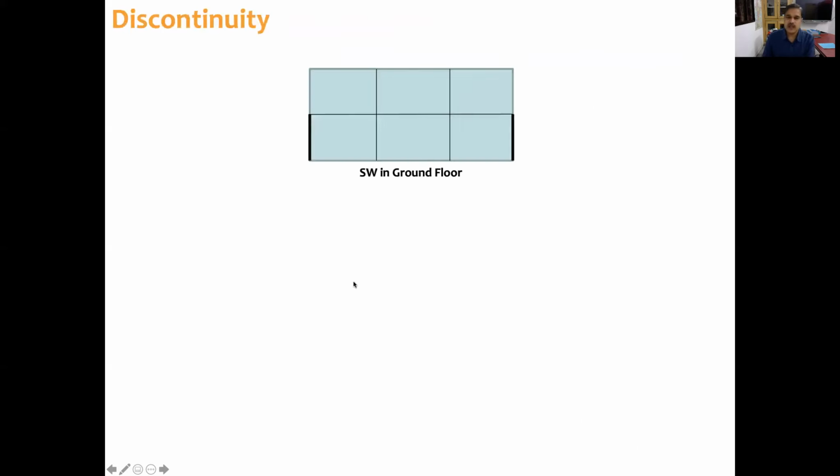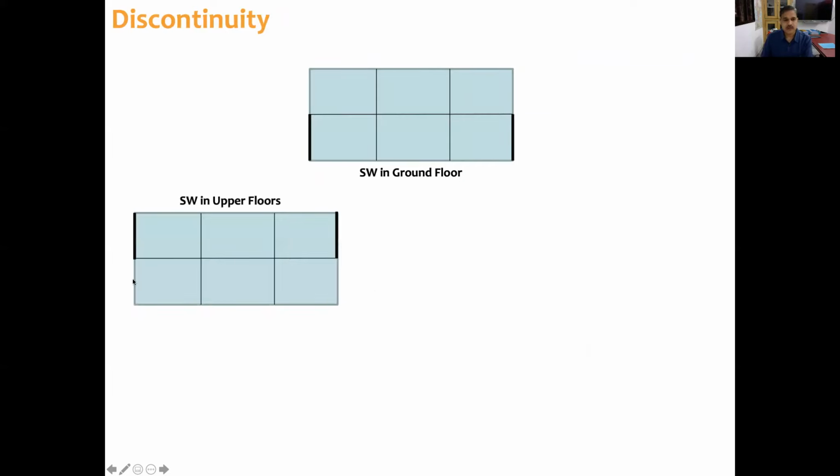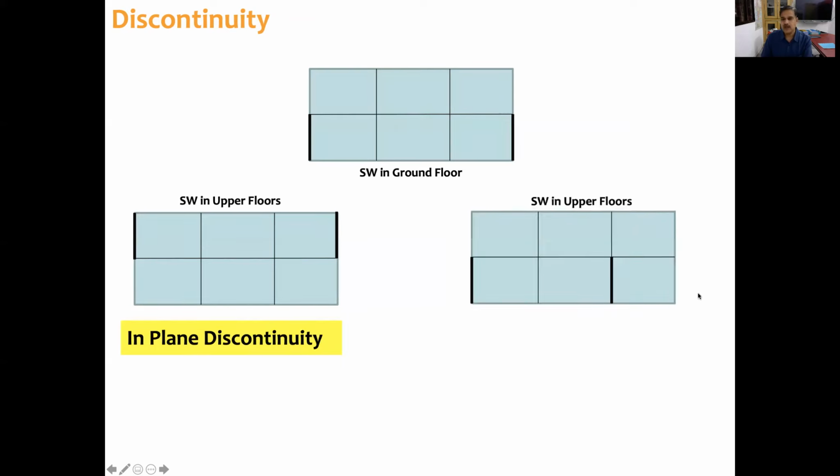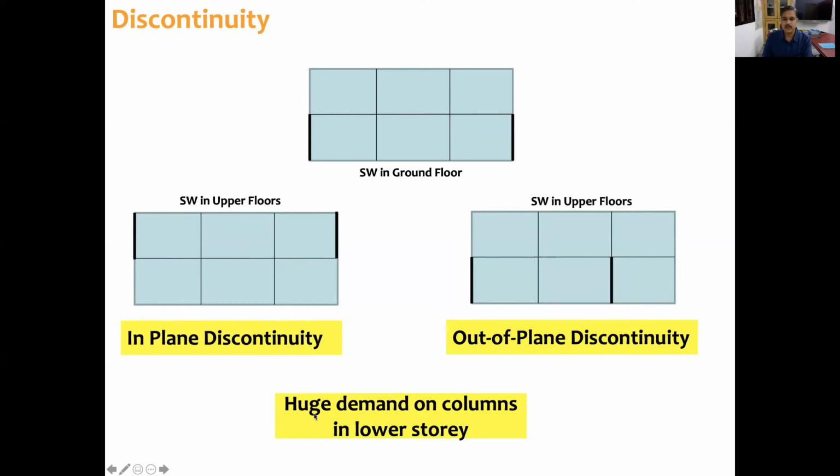Let's look at this one. This is a shear wall in the ground floor, and this is in-plane discontinuity. This is a shear wall at the base, and then on upper floors, this is a shear wall. So that means there is an offset of completely one bay length. Here, the offset is out of plane, so that is out-of-plane discontinuity, while here it is in-plane discontinuity. When in-plane discontinuity is there, there will be huge demand on columns in the lower story.